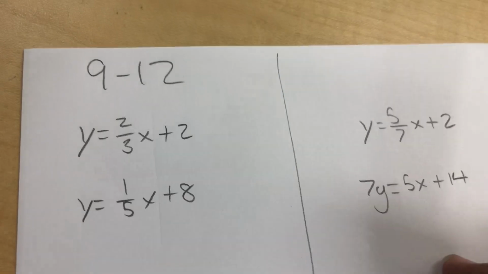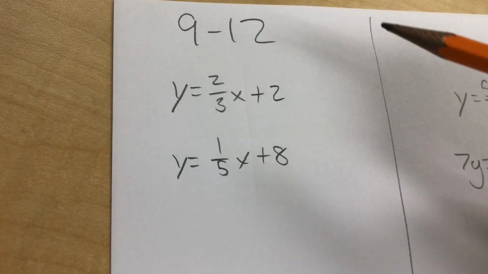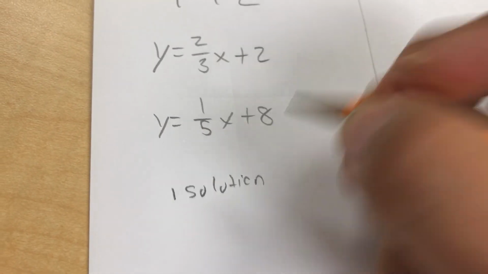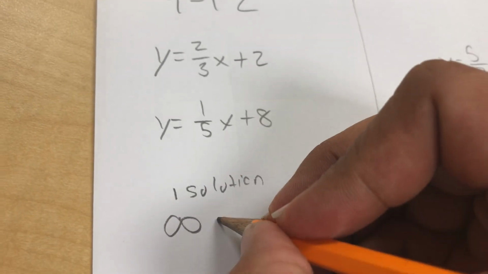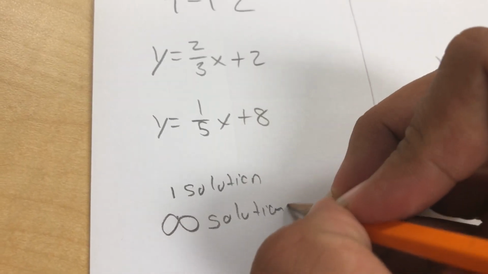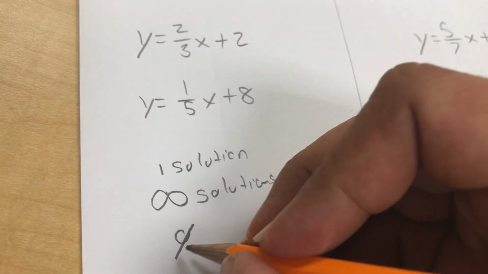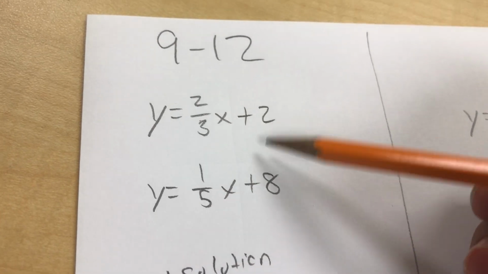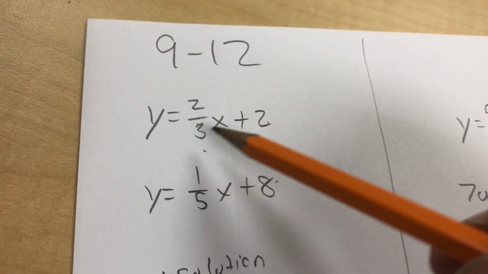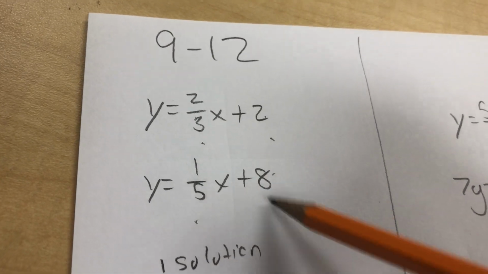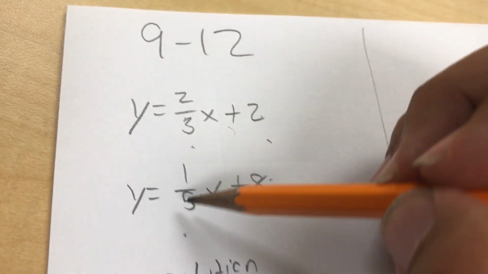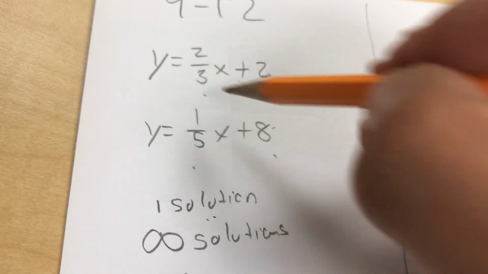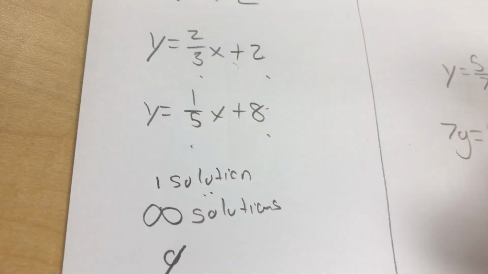Question 9 through 12, I'm going to give you a couple examples. Now the answers for these are one solution, infinite solutions, or no solution. Okay? So here, how do you check? This is the slope, and that's the y-intercept. That's why it's called slope-intercept form. So first thing you have to do is check the slope. If the slopes are different, you automatically know it's one solution. In this format though. So here, there's one solution.